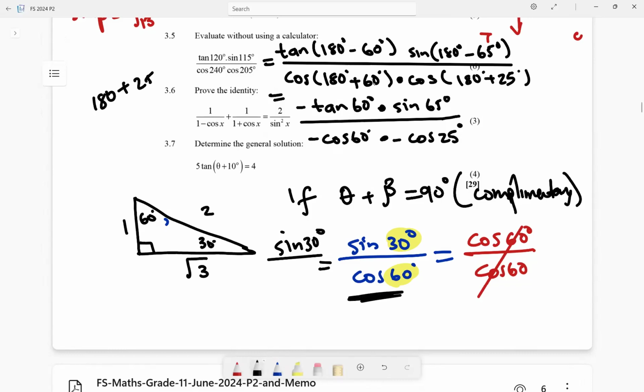Then can I change this one? Yes, into what? I change the name to sine. The angle that is 90 minus this angle, it is 30. Can you see now they are the same? This and this are cancelling.